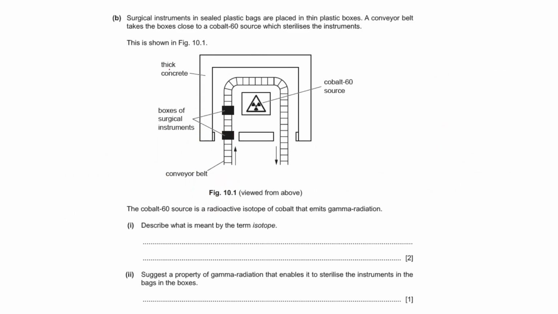Next part says that the surgical instruments in a sealed plastic bag are placed in thin plastic boxes. A conveyor belt takes the boxes close to a cobalt 60 source, which sterilizes the instruments. So this is the conveyor belt, this is the cobalt 60 source, thick concrete, and surgical instruments.